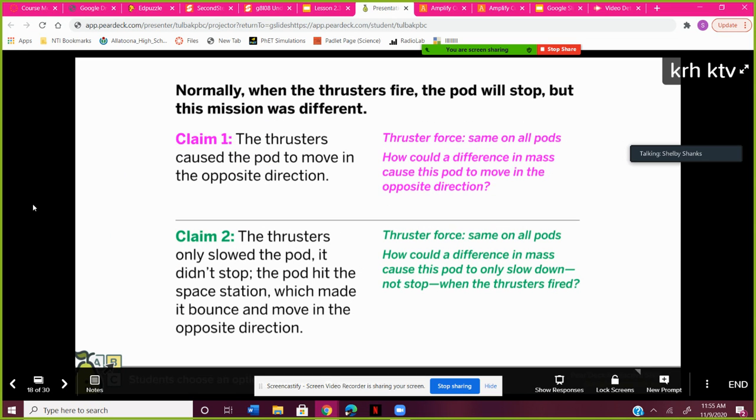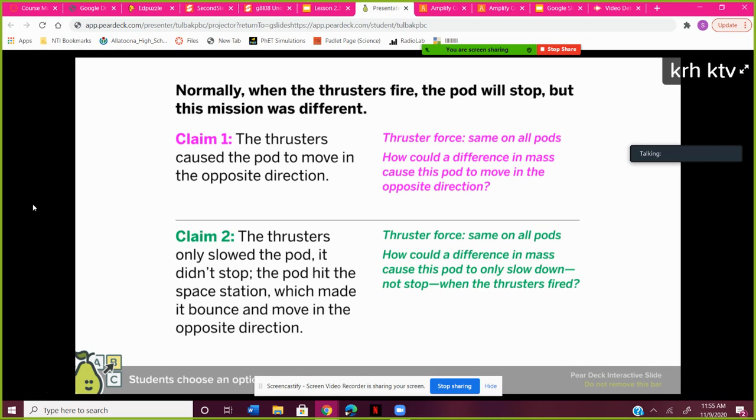All right, so this is a multiple choice question. There's only 2 answers here. So you are trying to determine if in claim 1, that pod was more massive or less massive than what it normally is. And then for claim 2, you're trying to decide whether that pod was more massive or less massive than what it usually is. So they are not the same. So claim 1 doesn't have less mass and claim 2 doesn't have less mass. Either claim 1 has more mass and claim 2 has less mass, or claim 1 has less mass and claim 2 has more mass.